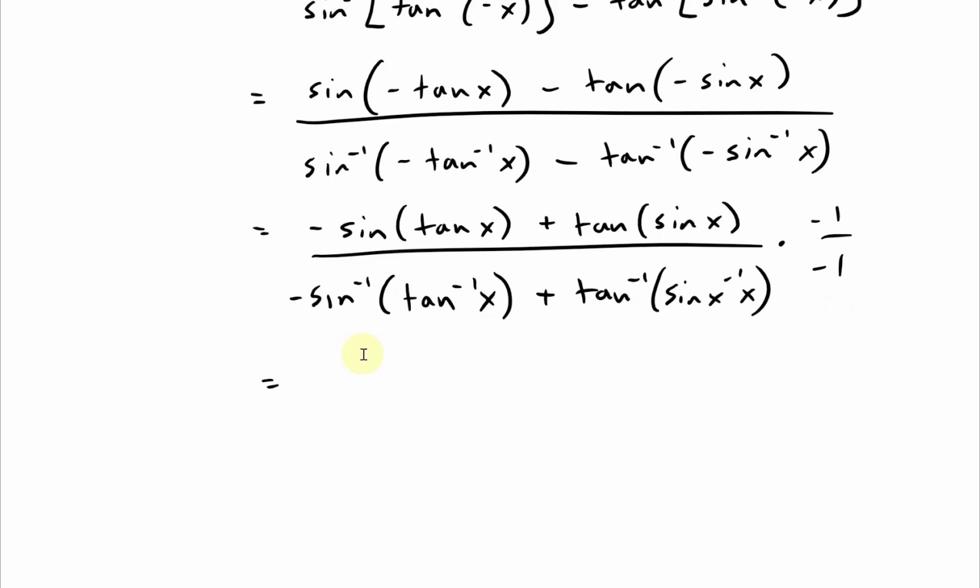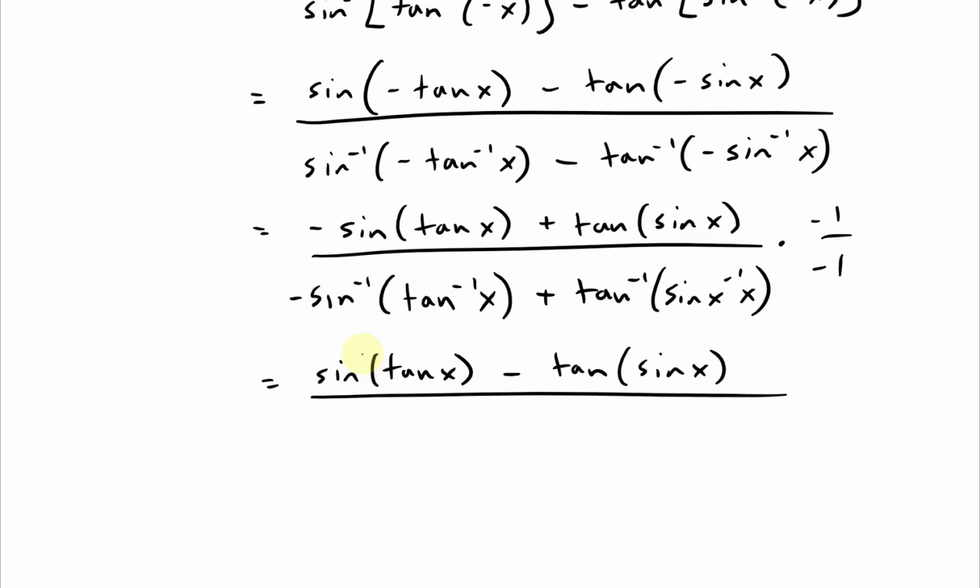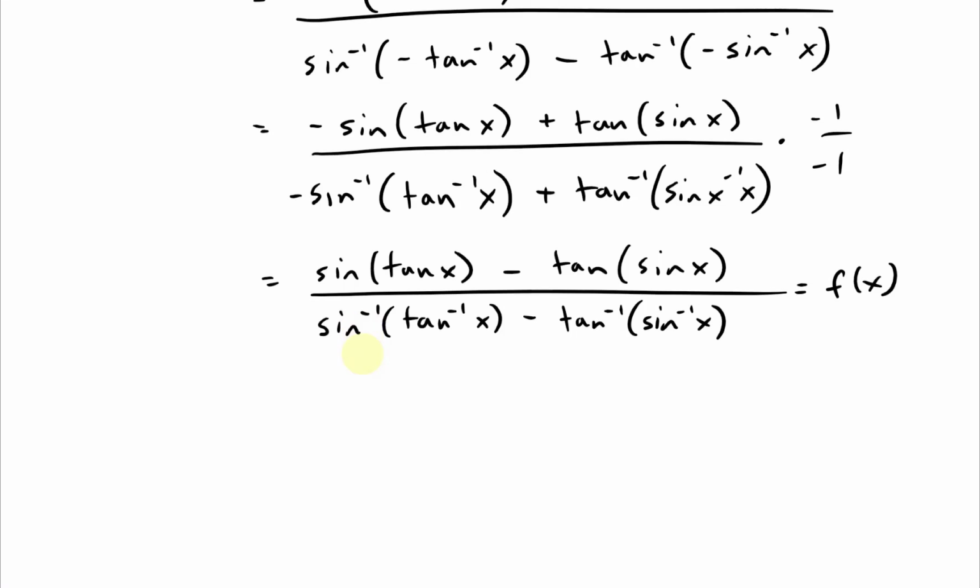So this equals sine of tan of x minus tan of sine of x, divided by inverse sine of inverse tan of x minus inverse tan of inverse sine of x. And this equals our f of x. So thus we have f of negative x equals f of x. So this is even.